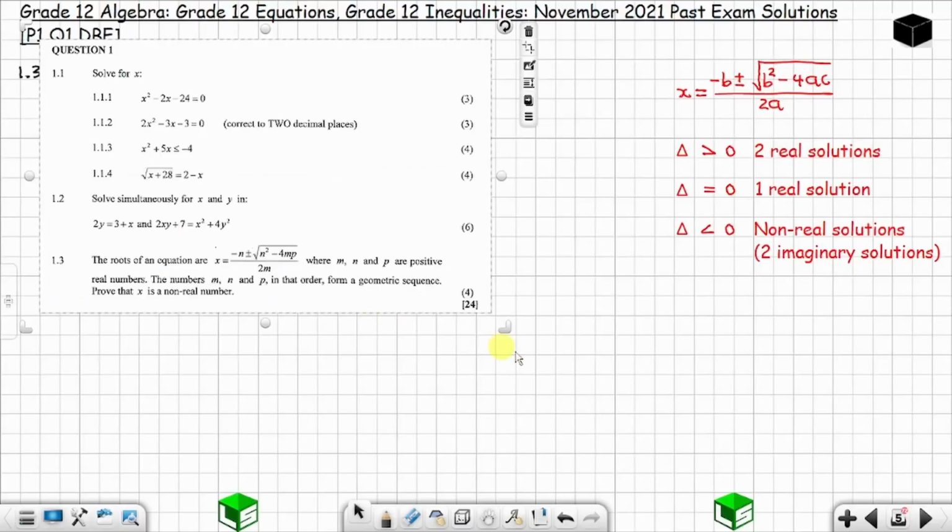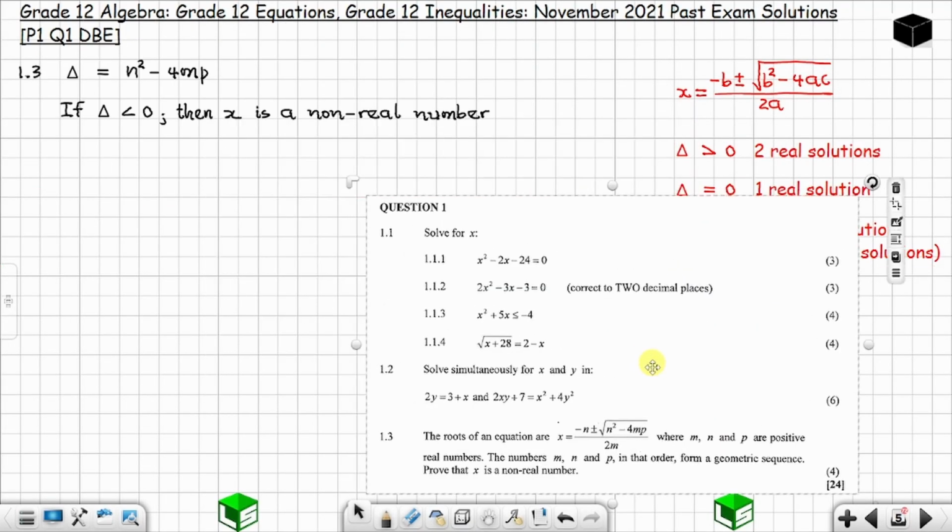From the question, you are given this information. The numbers m, n, and p, in that order, form a geometric sequence. So you know that this is your T1, this is your T2, and this is your T3. If you have to get the common ratio, you take the next term, which is n, and divide it by the previous term, which is m.